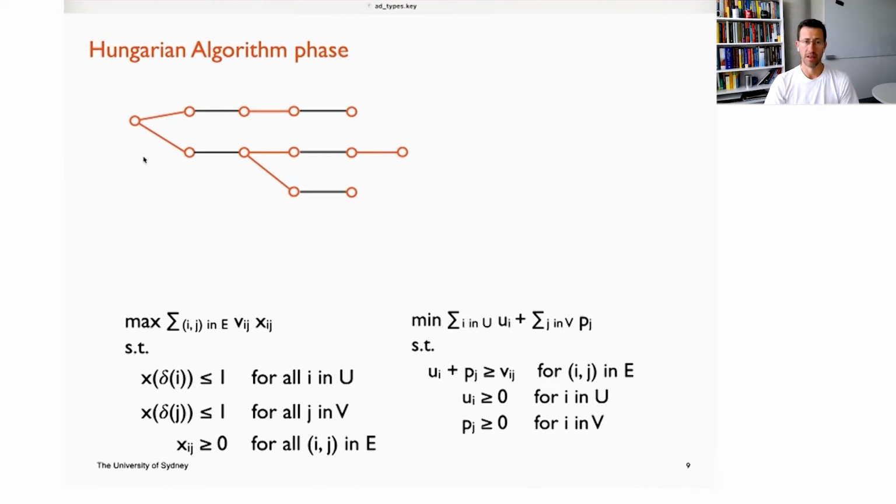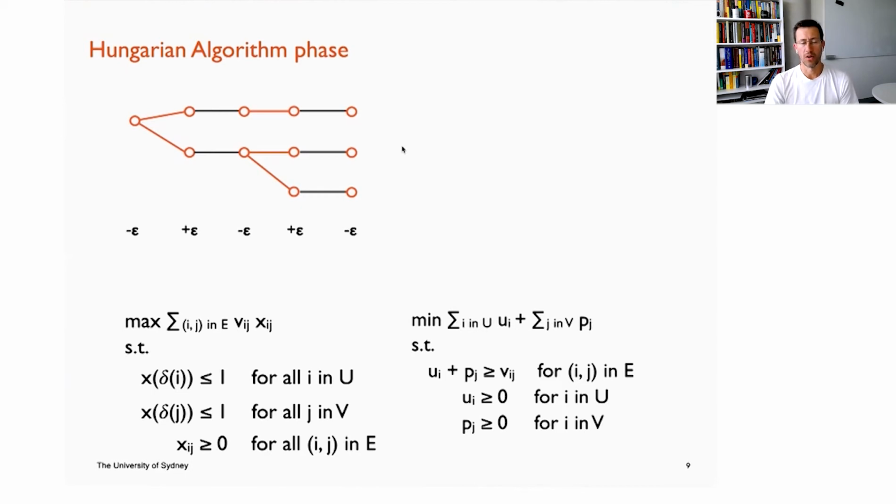a bigger matching. If that's not the case, then what I do is I decrease the value of all the odd layers in this alternating tree, and then I increase the value of the dual solutions in the even layers. Because I have more odd nodes than even nodes, I'm bound to decrease the value of the optimal solution, of the dual solution, excuse me.